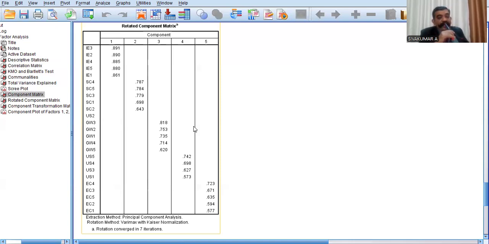Now you have to give a name to those factors. First factor, please give the name suitable. Please see the question and give the name. In this juncture, we have to give the names. In CFA onwards, we have to give the name. Okay, I think IE3, IE2, maybe wait, we may think about Indian economy, then SC4, SC5, SC3, okay.